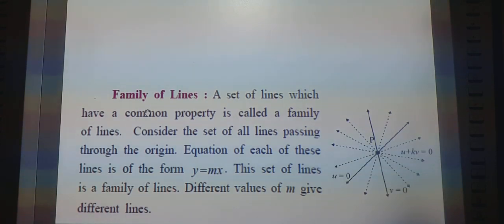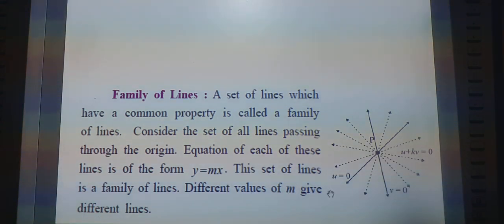Then next topic is family of lines. A set of lines which have a common property is called a family of lines. Consider the set of all lines passing through the origin. Here see this diagram. All these lines pass through the origin, but their equations are different, but they have one common property, that all the lines pass through the origin. Equation of each of these lines is of the form y equals to mx. This set of lines is a family of lines.